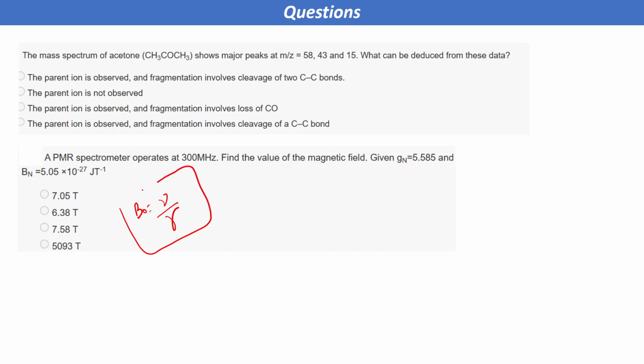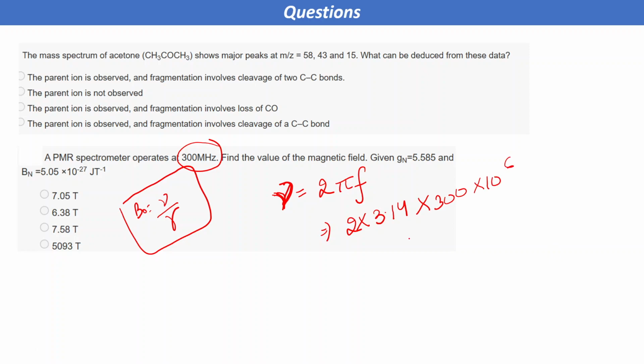So we need the gyromagnetic ratio and the frequency, which you have to calculate. Frequency equals 2 pi f, so 2 into 3.14 into f. What is the frequency? It is 300 megahertz. So it will correspond to 1.884 into 10 raised to 9 radian per second. This will be your Larmor frequency.